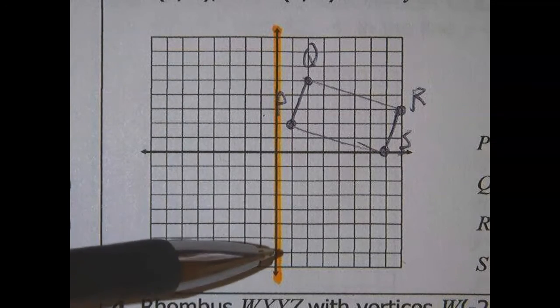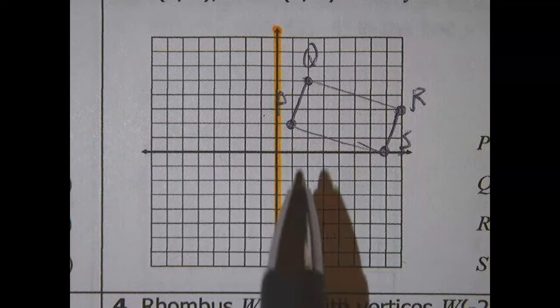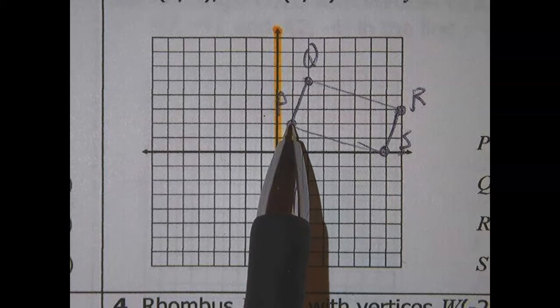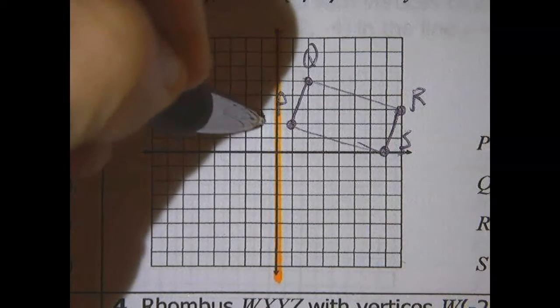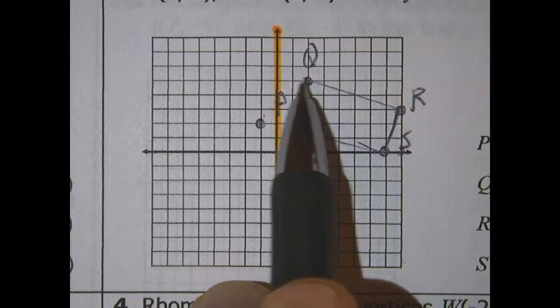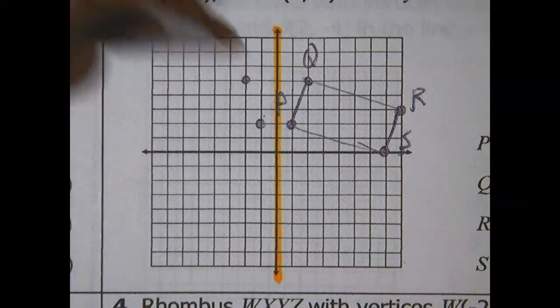That's the line that we're going to reflect over. So this time we have to think sideways instead of up and down. When we reflect P, it's 1 unit to the right of the line of reflection, so the image will be 1 unit to the left. When we go to Q, that's 2 units to the right, so we're going to go 2 units to the left of the line of symmetry.